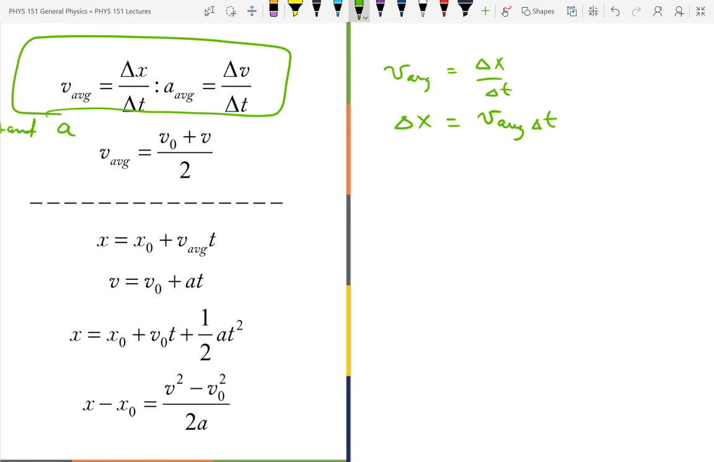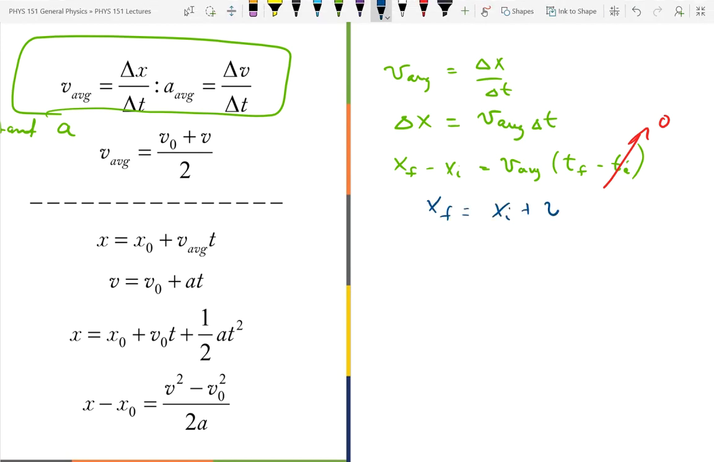Well, I'm going to expand this a little bit. Delta x is x final minus x initial. And delta t, you just decide when you're going to start timing usually. And so what time is convenient to use for the time when you start timing? Zero. So we just set time initial to zero and then solve this for x final, and we say x final is equal to x initial plus V average t final.